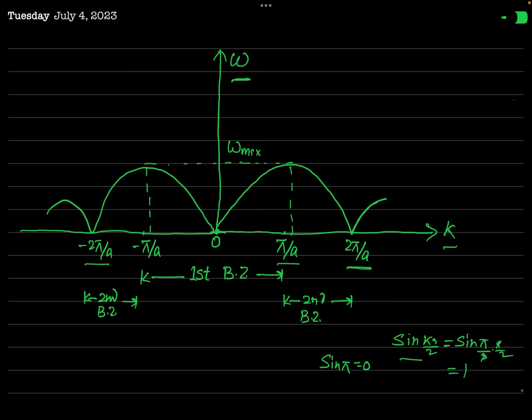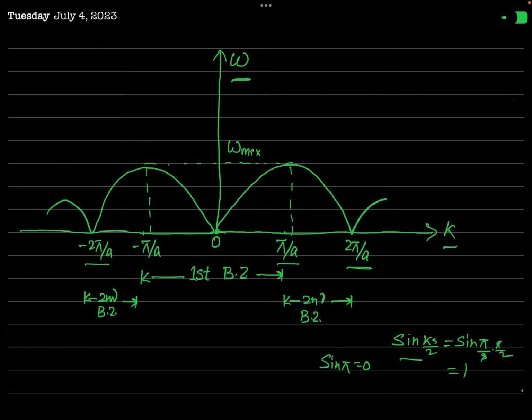Okay, so this graph shows the variation of omega against k, or you can say how the frequency of vibration varies with the wave vector. So this is the graphical plot of the dispersion relation.